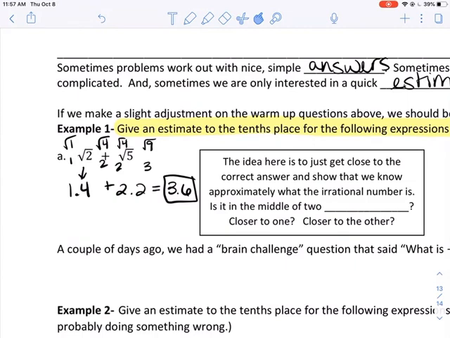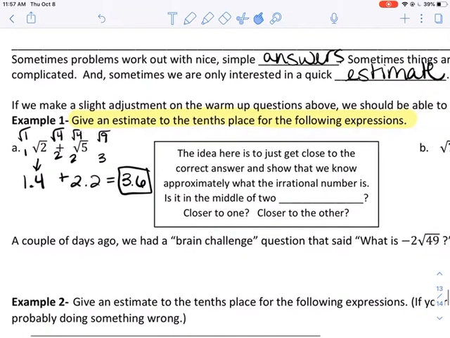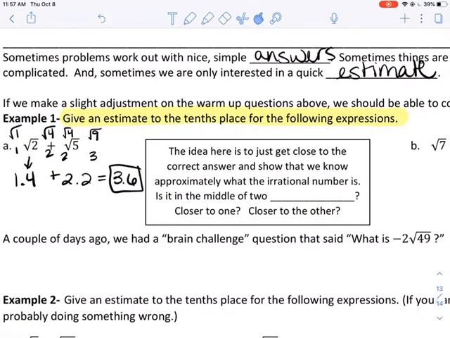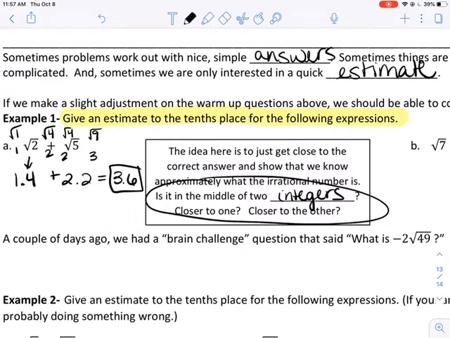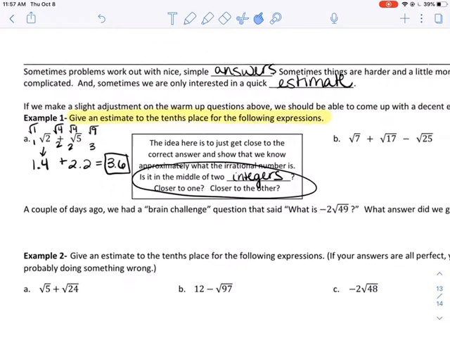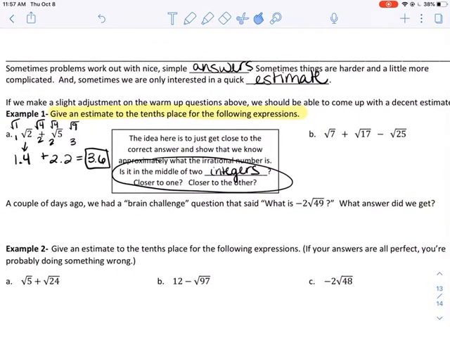If you were 3.5 or 3.7, that would also be okay. The idea here is just to get close to the correct answer and show that we know approximately what the irrational number is. Is it in the middle of two integers? And which one is it closest to? You should be able to do that without a calculator. So go ahead and try B on your own, approximate those, and then add them up, see what you get.